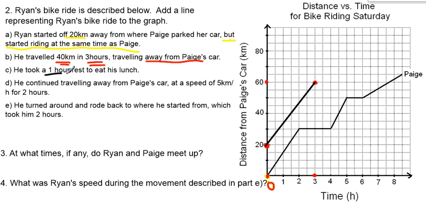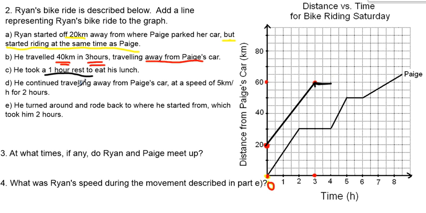Then what happened? He took a 1 hour rest. So we know that if you rest, you're not increasing or decreasing your distance. You're simply staying at the same distance. For Ryan, that distance is 60 kilometers. So 1 hour, right now we're at the 3 hour marker. So in 1 hour, he would be at the 4 hour marker. So here he is resting. And we know he's resting because that horizontal line means that there's no change to his distance.